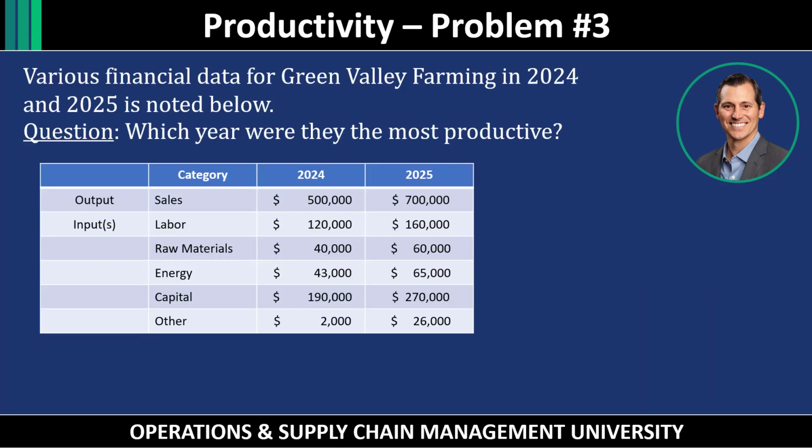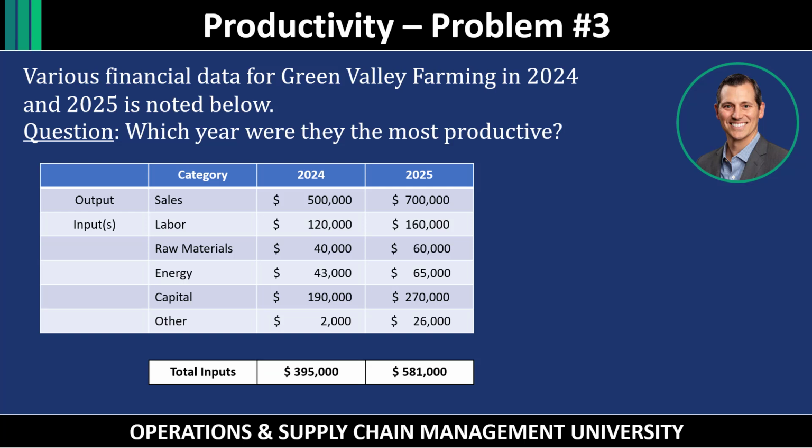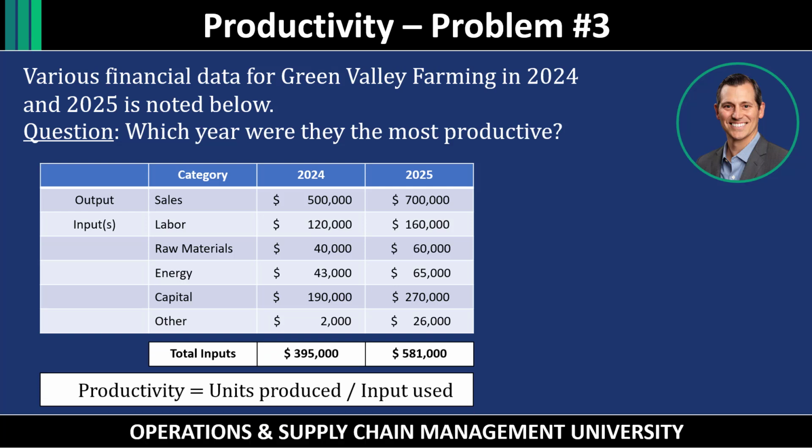All right, our third and final problem for today is various financial data for Green Valley farming in 2024 versus 2025 is noted below. The question is, which year were they the most productive? As a reminder, just because their outputs in 2025 were greater than their outputs in 2024, they shipped $700,000 worth of product versus $500,000 in 2024. That does not mean they were the most productive, because you can see their total inputs went up. So their total inputs in 2024 were $395,000 versus $581,000 in 2025.